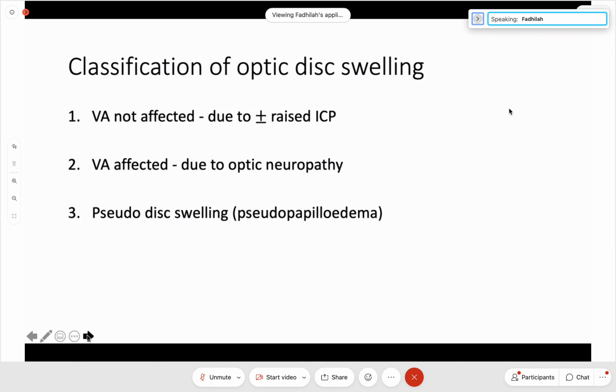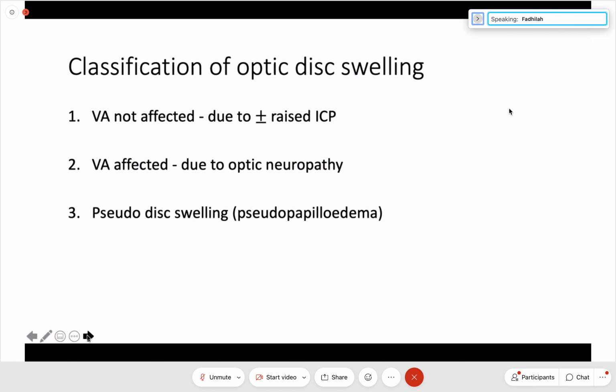Before I start with papilloedema per se, let's just go through optic disc swelling in general, because what you see first in the patient is optic disc swelling. This is a broad classification of optic disc swelling, which encompasses all causes of optic disc swelling. How I classify them is by dividing them into three main groups.